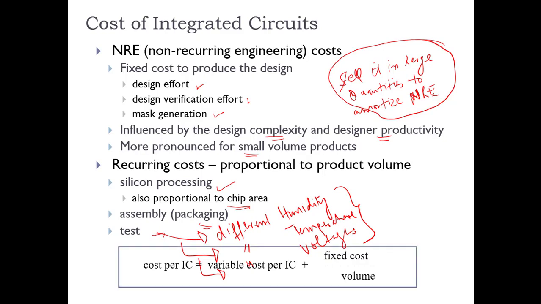So the cost of IC is the variable cost per IC, which is the RE, and then the fixed cost NRE divided by volume. So if you want to minimize the cost per IC, you have to increase the volume, and if you increase the volume, the cost of IC should go down.